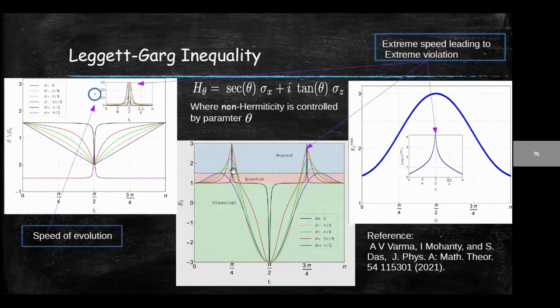In fact, this correlation can go up to its algebraic maximum, and this maximum can be found to be connected to the non-Hermiticity of the Hamiltonian with a single parameter theta. So the extreme speed leads to extreme violation of these correlations, and the details of which can be found here.